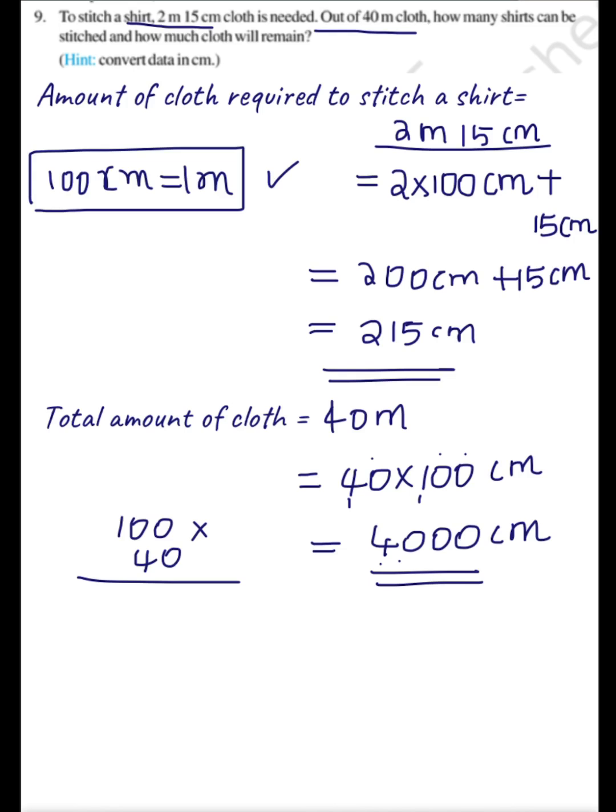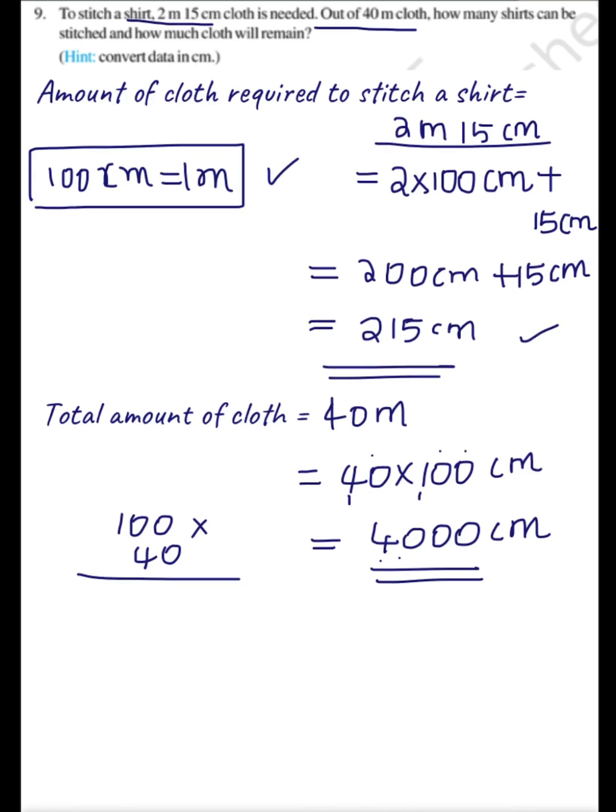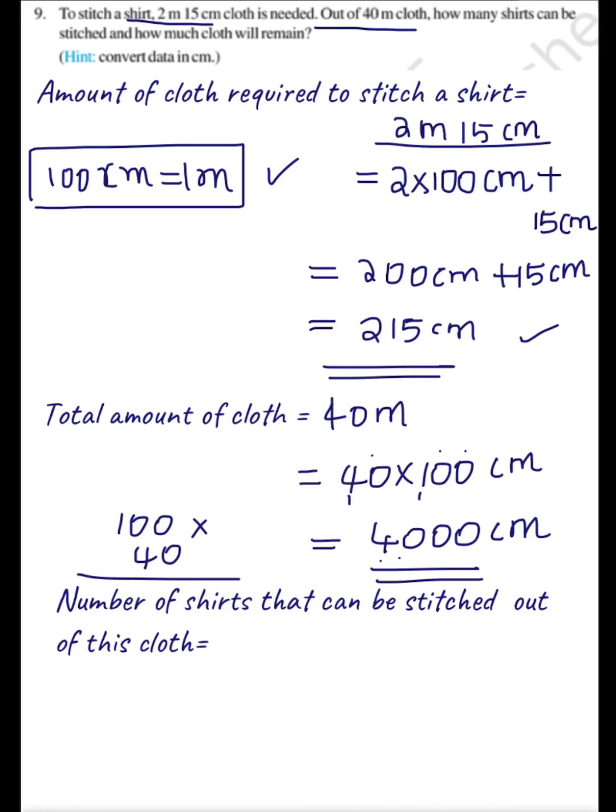Now, how many shirts can be stitched out of this 4000 centimeter? And we already know that the amount of cloth required to stitch a shirt is equal to 215 centimeter. How will you find the number of shirts that can be stitched out of this cloth? In order to find that, you need to divide this 4000 centimeter by 215 centimeter. Only then you will be able to find the number of shirts that can be stitched out of this cloth. So let's do it.